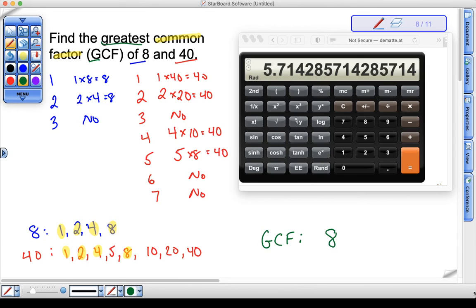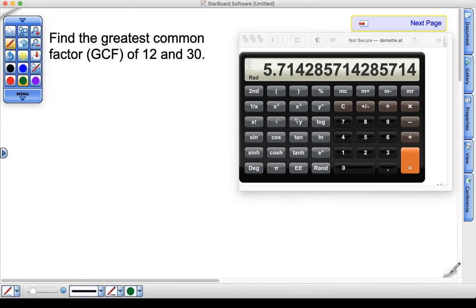One more I'd like you to try on your own. Why don't you try this one now? And let's start going over the work that you did.